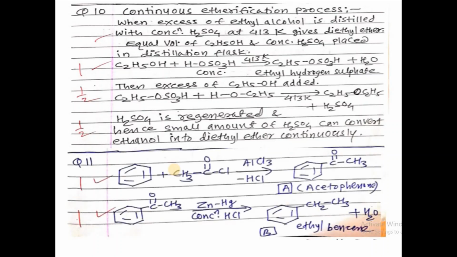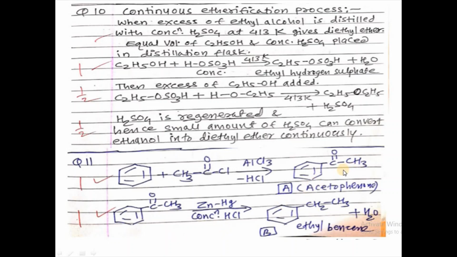Question number 11. Identify A and B in the following reaction. Benzene reacts with CH3COCl, acetyl chloride, in presence of AlCl3, that gives A. A is nothing but acetophenone, because it is a Friedel-Crafts acylation reaction. Hydrogen atom is replaced by acyl group, COCH3 group, and hence acetophenone is the A.